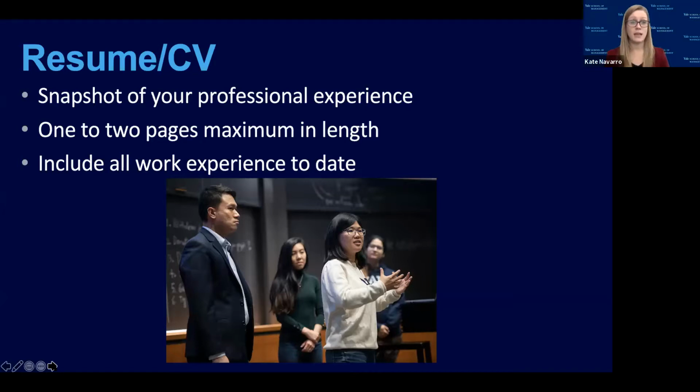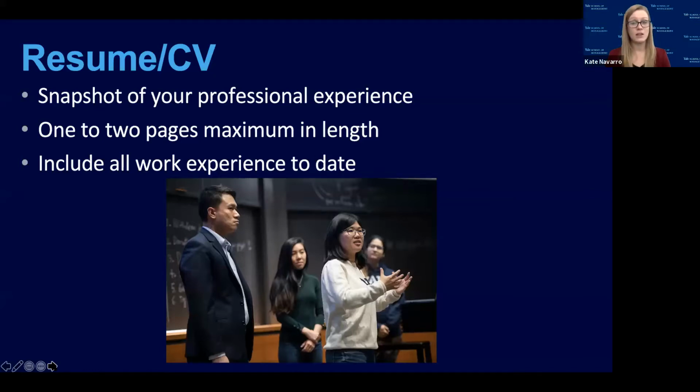We do have a Yale SOM template that you can download and put your resume into so that it's more formatted. And when you come to Yale, the Career Development Office is going to have you put your resume in this template anyways. So if you want to get a head start, it's always great to download that and plug all your information into it. It's not a requirement by any means, but it's a helpful tip.